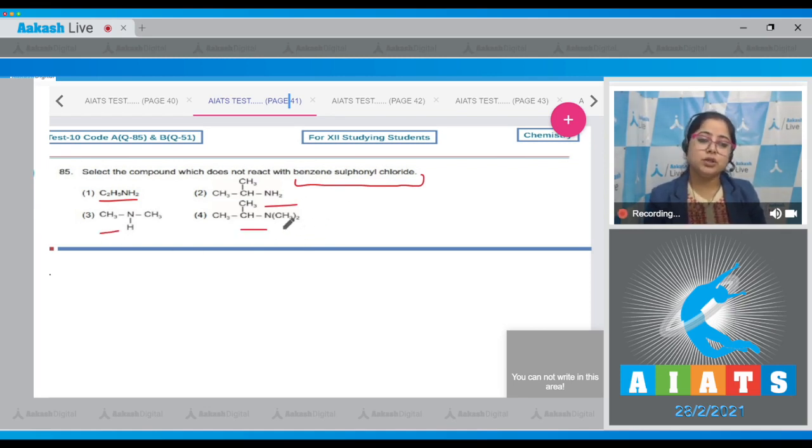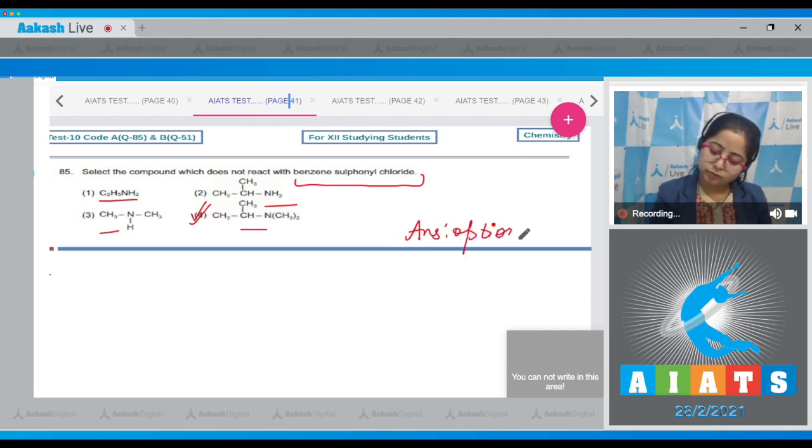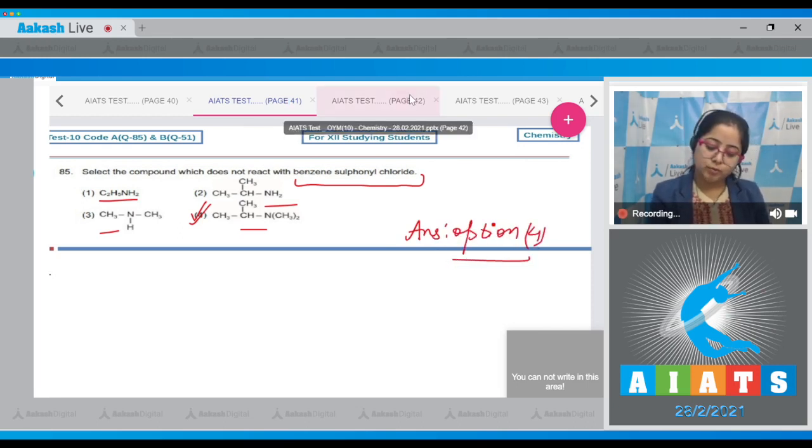Student, this is a very easy question, as we all know that 3 degree amine does not react with Hinsberg reagent, that is benzene sulfonyl chloride. So the correct answer for this question is option number 4. Moving to next question.